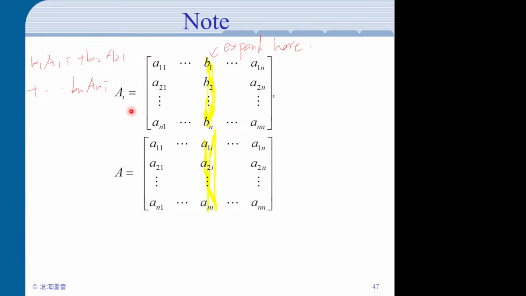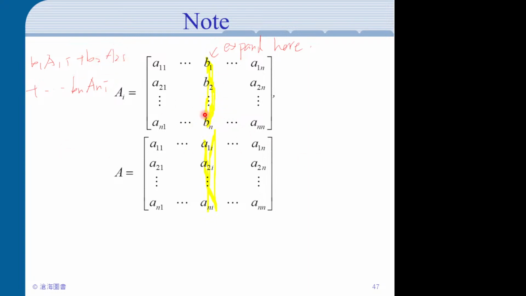Right? Because the only difference between Ai and A is this ith column. But when you expand on the ith column, you always delete the ith column. So the cofactor of B1 on Ai is the same as the cofactor of this A1i on A. So that's just big A1i. And similarly, the cofactor of B2 on Ai, when you delete this column, is the same as the cofactor of A on A2i. So that's just B2 times A2i.